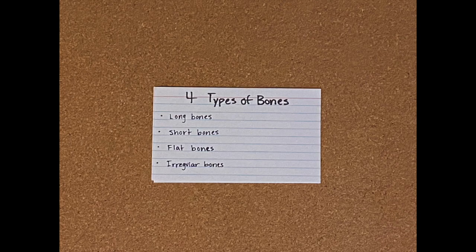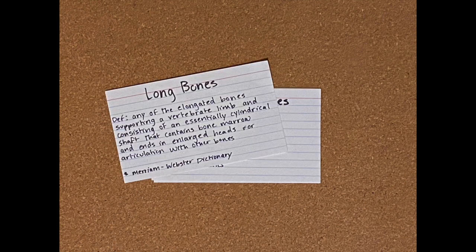While your body is comprised of a total of 206 bones, there are four main types of bones: long bones, short bones, flat bones, and irregular bones. Long bones are the stereotypical image you would get of a dog chewing a bone.